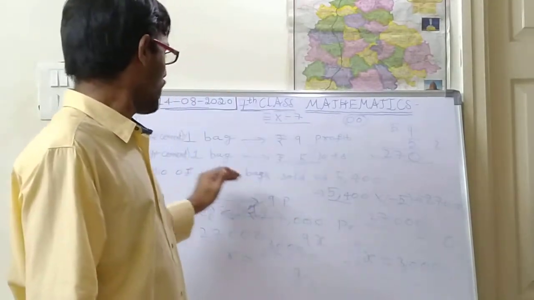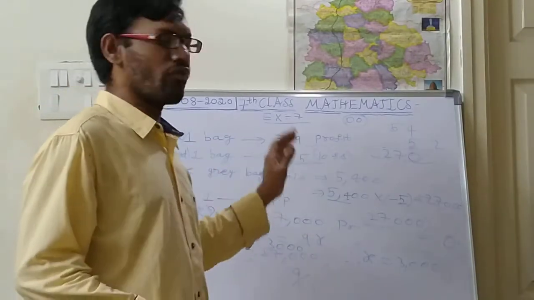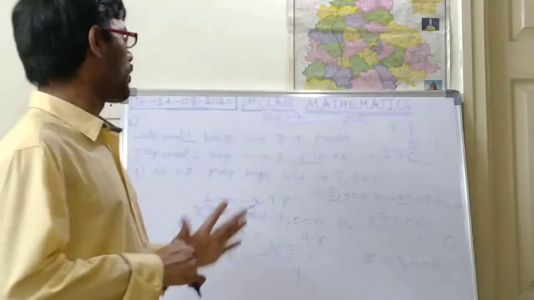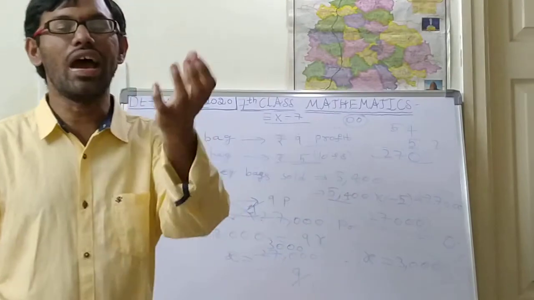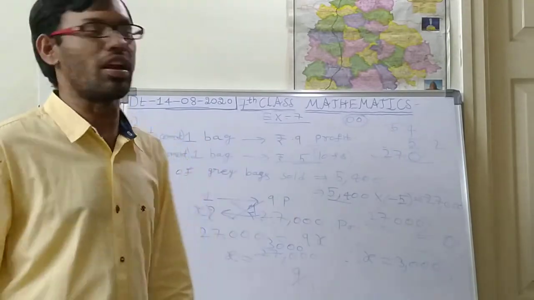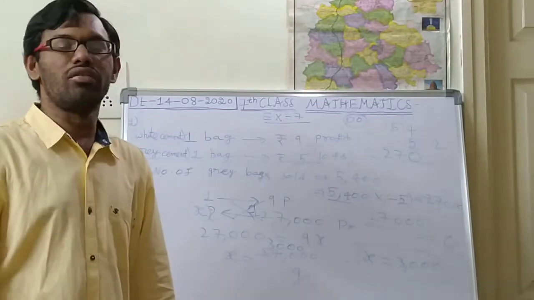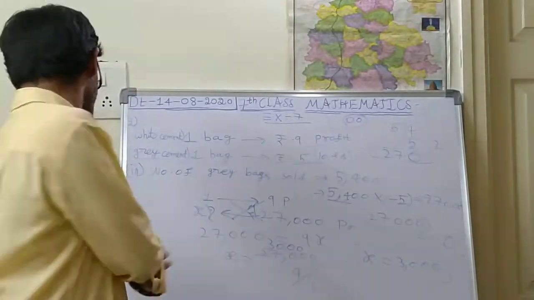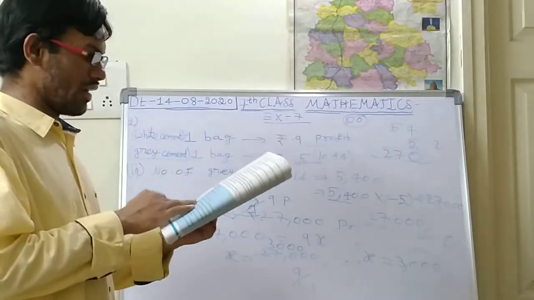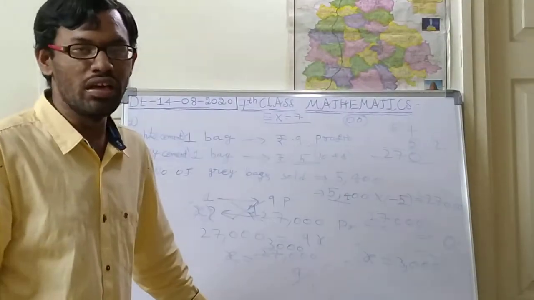So that means here he should sell 3,000 bags of white cement bags for not getting either profit or loss. So this is the concept of getting extra money and losing extra money. Okay, with this we have completed the exercise part of unit 1 of chapter 1, and we have completed chapter 1 also. We have completed chapter 1 successfully.